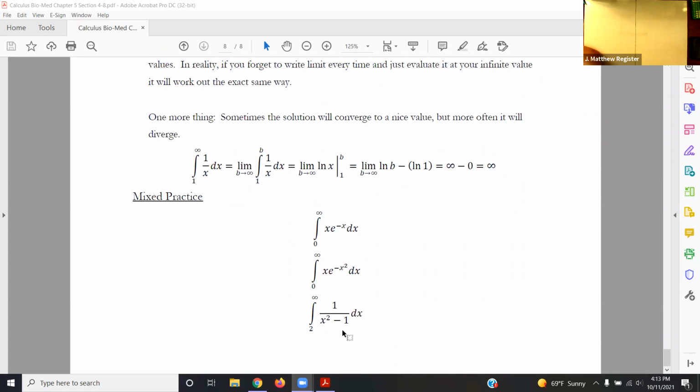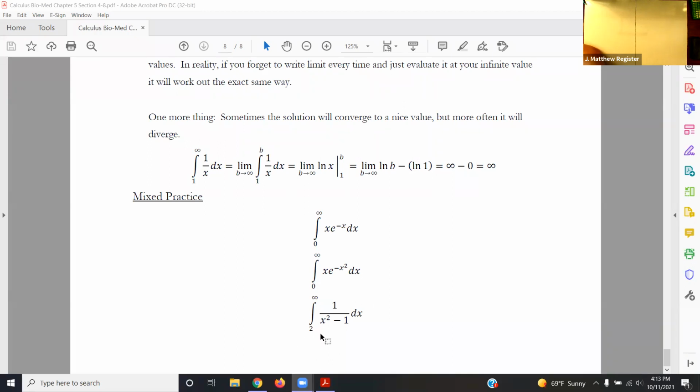And here I have mixed practice. These 3 problems are based on all of the stuff that we've done up to this point today. So this first one, the integral from 0 to infinity of x e to the negative x, you would have to use your integration by parts in order to solve this one. The next one, the integral from 0 to infinity of x e to the negative x squared, well, that's going to be a u substitution problem.